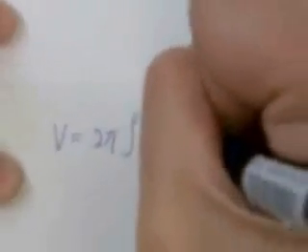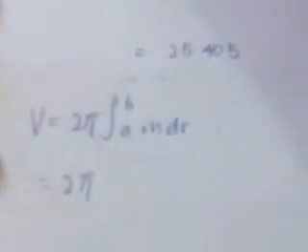So we sub in the values. V equals 2 pi integral of RH dr. Over here is the same as here. Therefore, we sub in the value 25.405 to find the value of V, which will give us the answer 159.62.